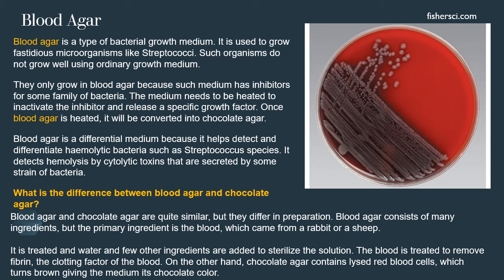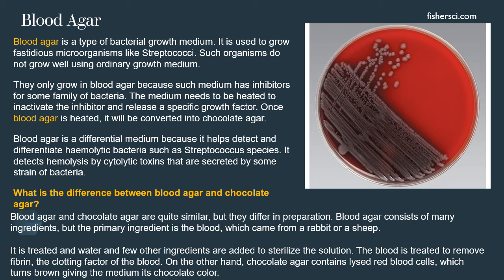The ingredient which is required for streptococci here is blood. It will grow only if blood is present in the medium. That's why we call it a fastidious microbe. Such organisms do not grow well on ordinary growth media. They need a special ingredient like blood. That's why blood agar is used.